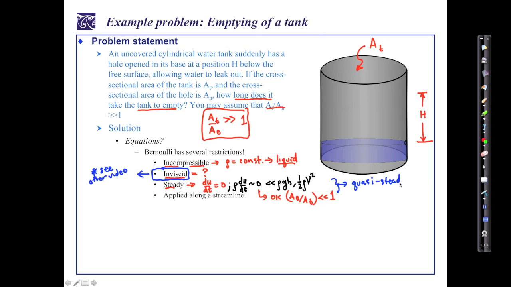So that means the flow is slowly changing through time, but it doesn't have any significant temporal accelerations associated with it. We'll talk about that a little bit more in the problem as well. The fourth assumption is that this is applied along a streamline, and so we have to think about what streamline we want to apply that to.